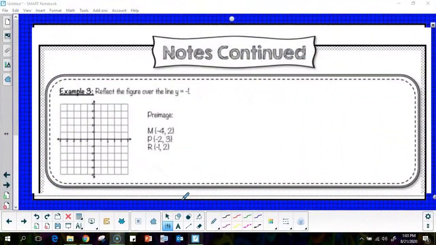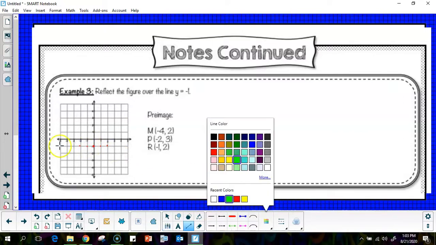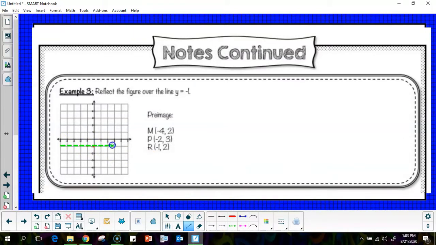Okay, we are almost done. We have a couple more examples to do. Let's look at example 3 together. The first thing I want to look at is the fact that this says reflect this figure over the line y equals -1. So where is y equals -1? Well, -1 is right here on the y-axis. So for every x, y would be -1. So that would be a horizontal line. It's our line that we want to reflect across right here.